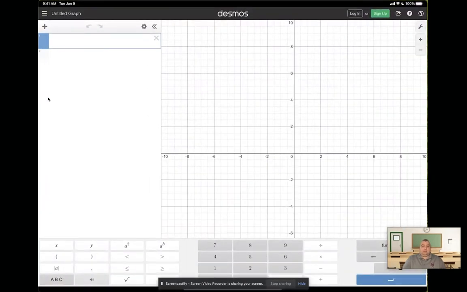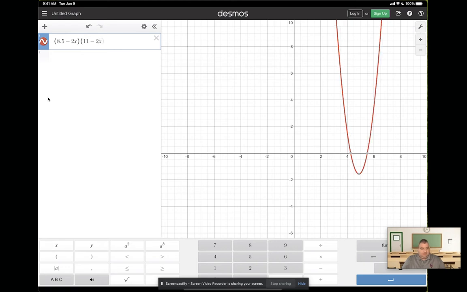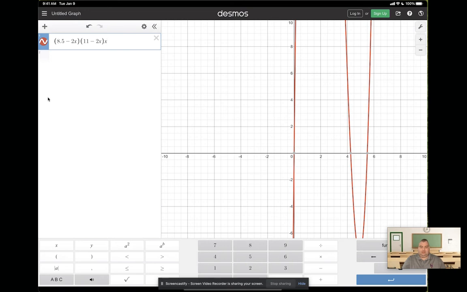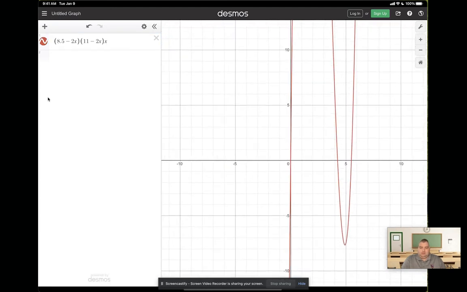So this is the Desmos app. This is what it looks like. What I'm going to do is put in that function that we got from number one. So it was 8.5 minus 2x times 11 minus 2x times x. So I'm going to graph that.